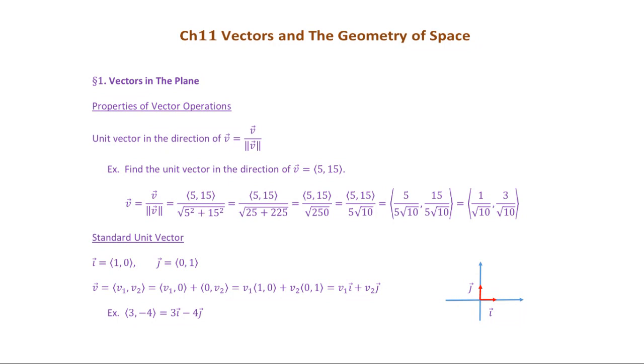So that's (5, 15) over the square root of 5 squared plus 15 squared. That's how you find the length of V. So you get 25 plus 225, which is 250. The square root of 250, you can factor as 25 times 10. Then take the square root of 25, you get 5. So you get 5 square root of 10 at the bottom. And then just divide (5, 15) by that.